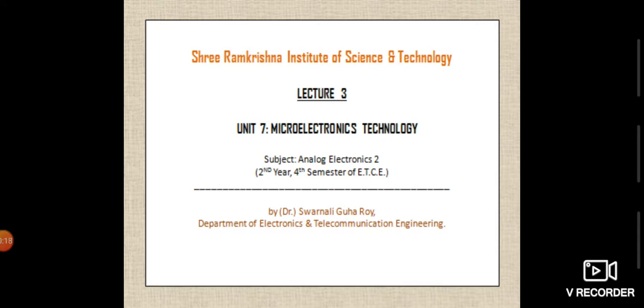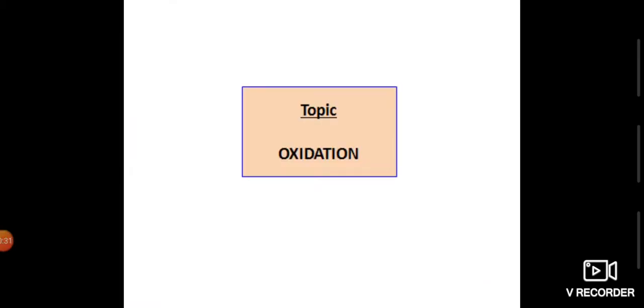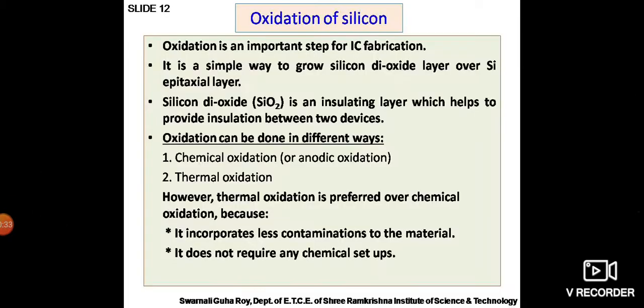In this lecture I will discuss the oxidation process, which is another very important step for the IC fabrication in the monolithic process. Oxidation is an important step for the IC fabrication process carried out after the epitaxial growth. It is a simple way to grow a silicon dioxide layer over the silicon epitaxial layer.